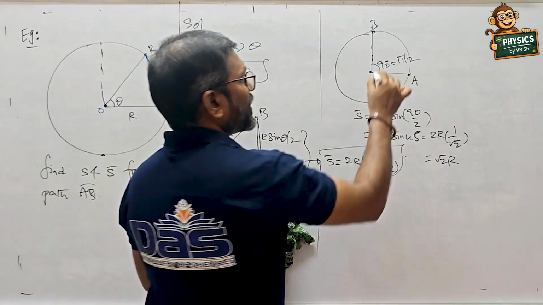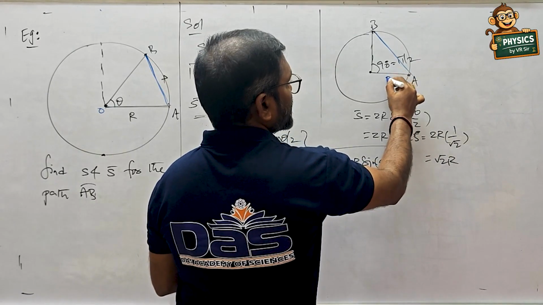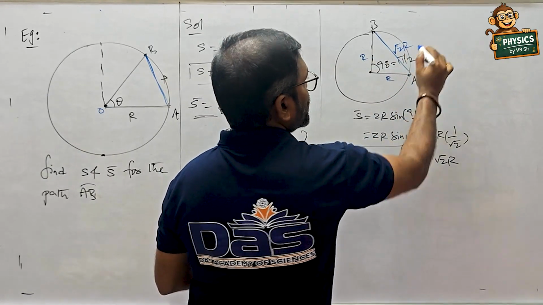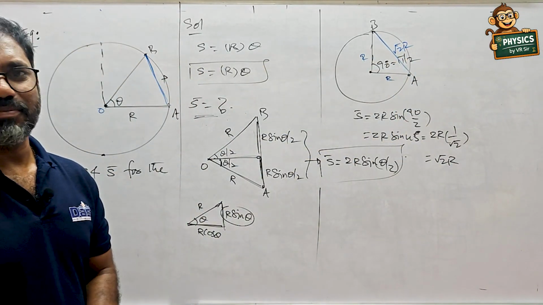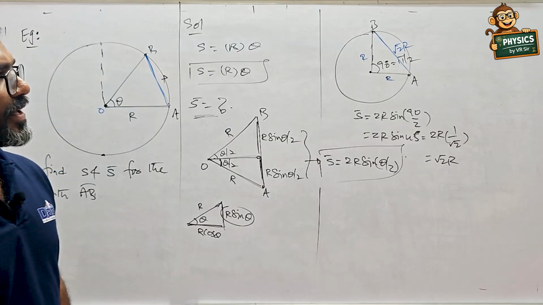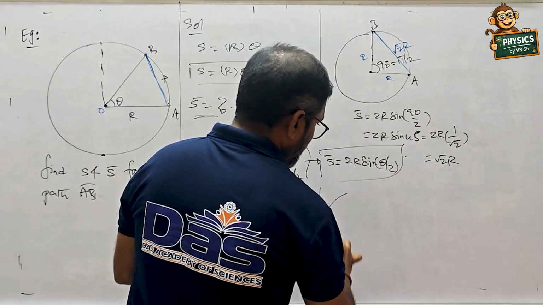And that we all know. What is the displacement of this? This is R, this is R, and this is nothing but root 2R with the help of the Pythagoras theorem, isn't it? And what about the next case?